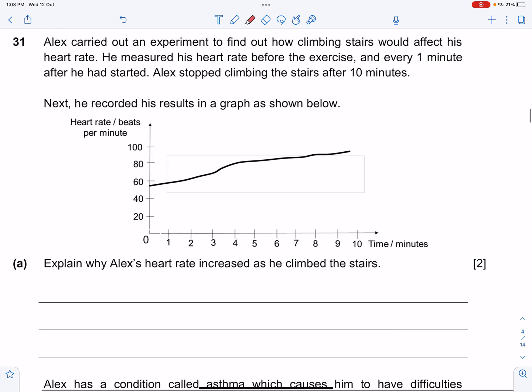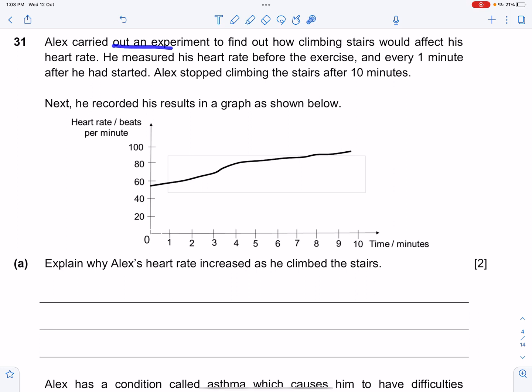Next, Alex carried out an experiment to find out how climbing stairs would affect his heart rate. He measured his heart rate before exercise and every 1 minute after he started. Alex stopped climbing the stairs after 10 minutes. He recorded his results in the graph shown below. Okay?